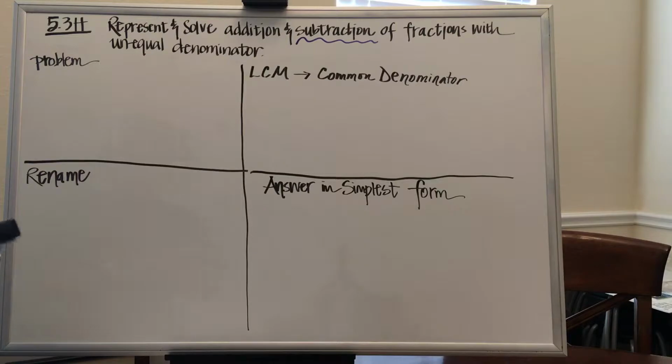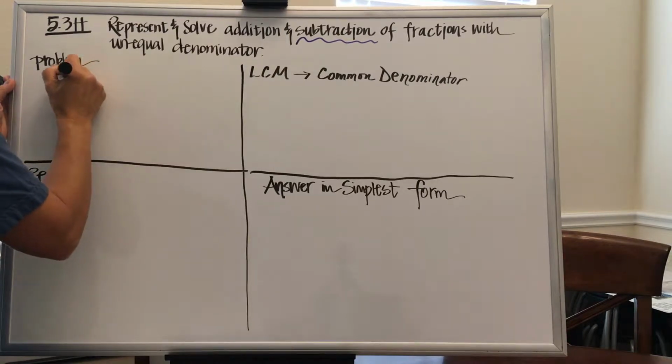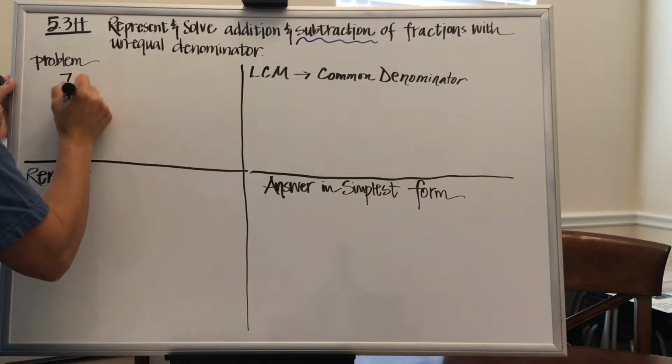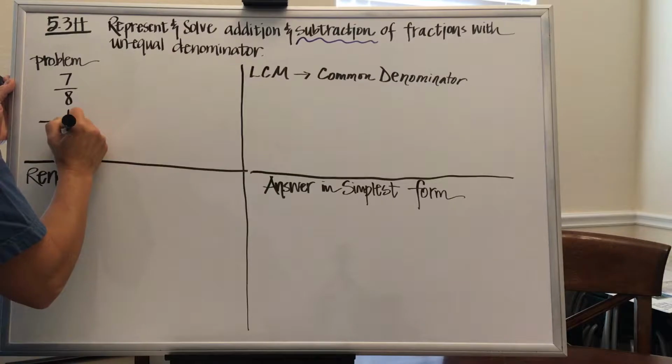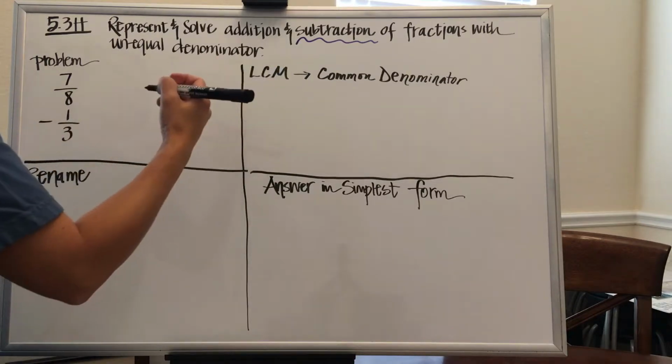So the problem that we're going to use this time is going to be less than 1 whole to start with. So we have 7/8. We're going to subtract 1/3. So similarly to addition, we're going to have to find the common denominator. How do we do that? We look for the least common multiple.